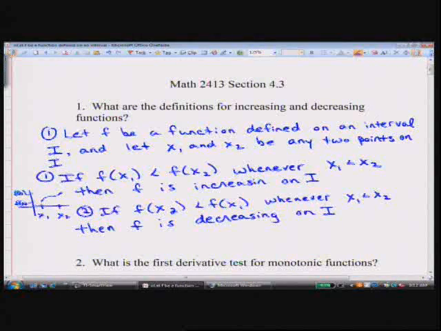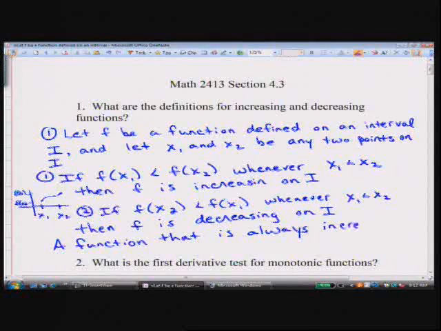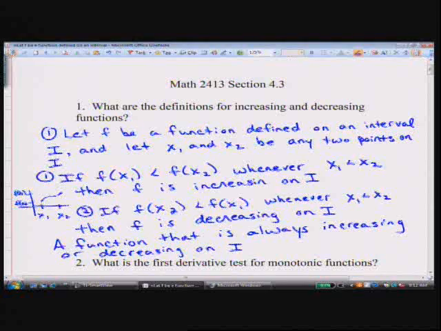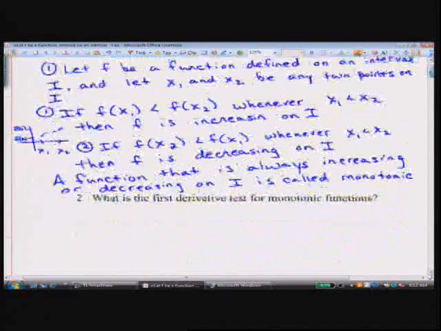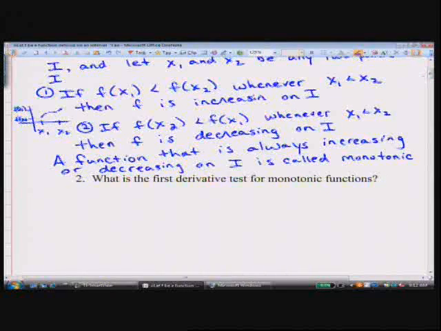And a function that is always increasing or decreasing on I, so if it's always increasing or always decreasing, it's called monotonic. Okay, and that comes up later. That's a good word for later mathematical study, monotonic. We're interested in that.